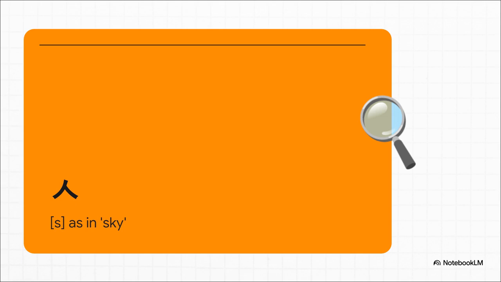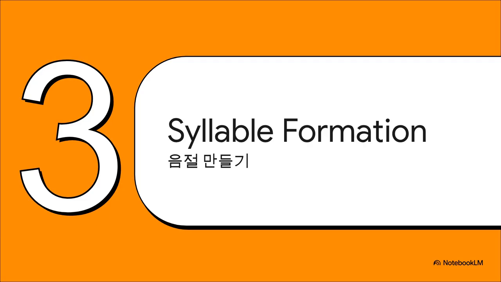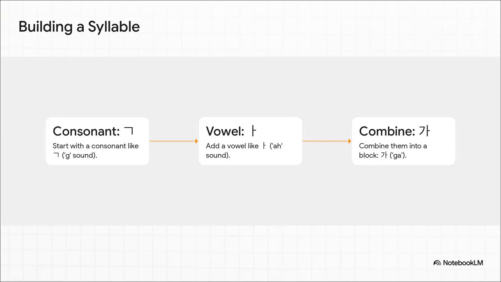You know what that means, right? It's time for the best part. This is where the magic really happens. We're going to take the letters we just learned and combine them to actually start reading. Are you ready for this? Okay, so here's the key. In Korean, letters fit together into neat little syllable blocks, almost like puzzle pieces.